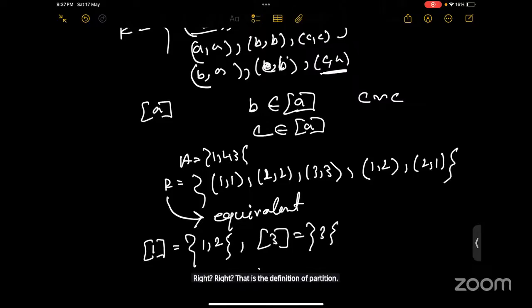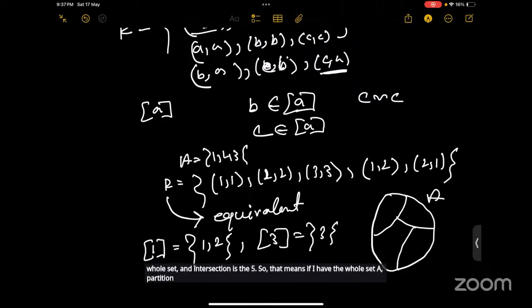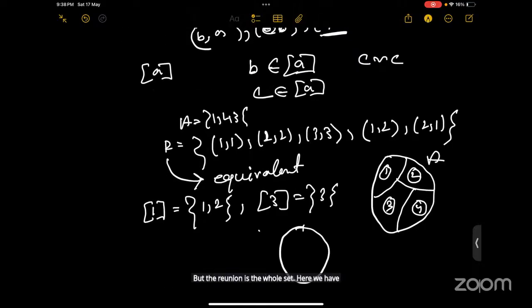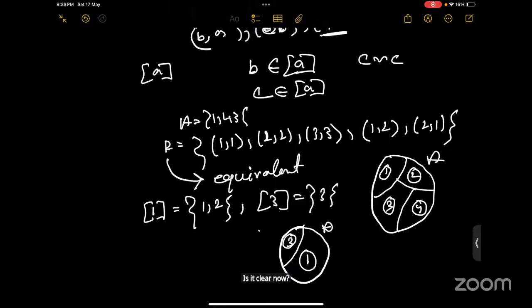That is the definition of partition. That means a partition is a collection of subsets such that their union is the whole set and their intersection is empty. So if I have the whole set A, a partition is like this. This is one set, this is the second set, this is the third set, this is the fourth set. Their intersection is empty, but their union is the whole set. Here we have this: the first set is the equivalence class of 1, and this is the equivalence class of 3. Their intersection is empty, but the union is A. Is it clear now?